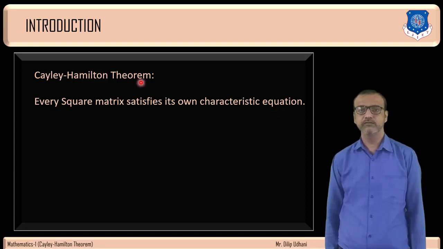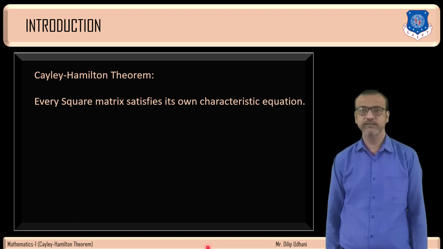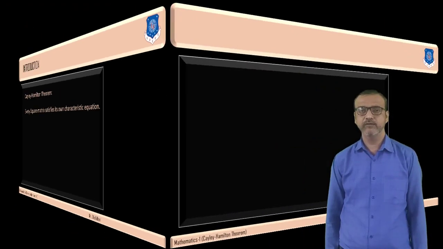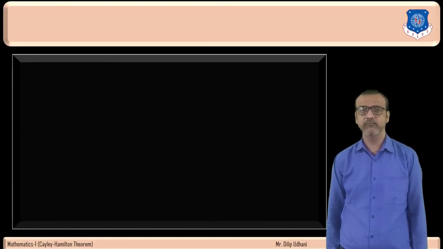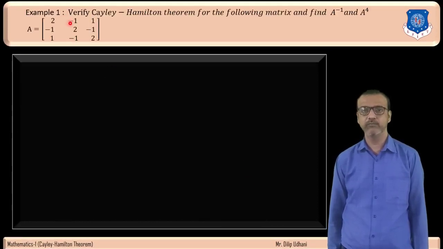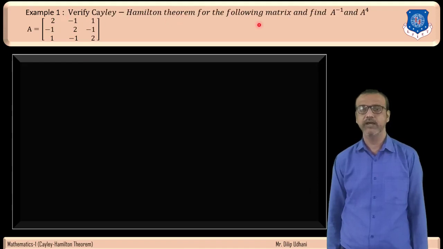For example, say you have been given a matrix A. First of all, find its characteristic equation, which will be in terms of lambda. Now replace lambda by matrix A and simplify that expression; you will get a matrix. This is what the Cayley-Hamilton theorem says. Now we will see one example related to this topic. Example number 1 is: verify the Cayley-Hamilton theorem for the following matrix and find A inverse and A raised to 4.